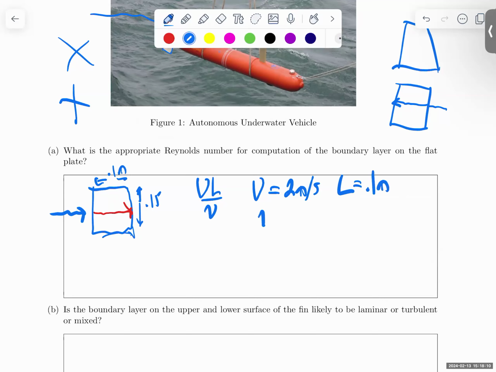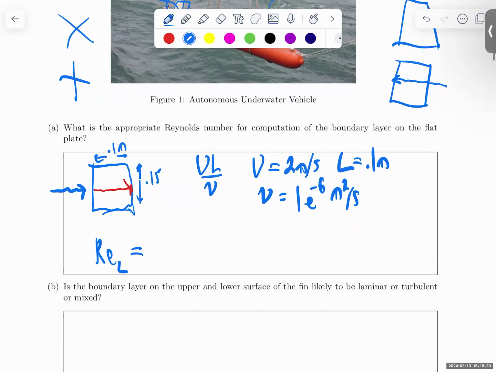And the kinematic viscosity will stick with our nominal 1e-6 meters squared per second value. And if we put this together, we get a Reynolds number, and I'll put an L here, but I might skip the L later. Reynolds number based on L, we get a value of 200,000. I'll just give you a little preview. On Thursday, when you do prep for turbulent boundary layers, we'll see the rule of thumb, and I think we may have already had a computation related to this.